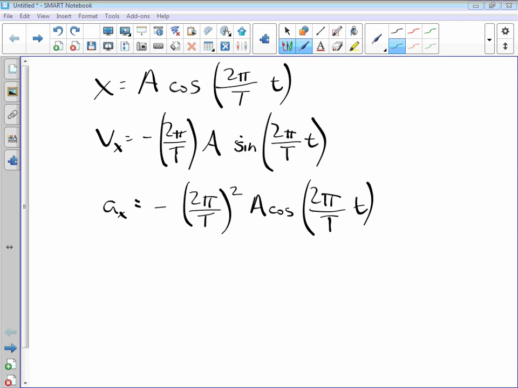So these are the three equations for kinematics of vibrational motion. The first being position, the second being velocity in the x direction, the third being acceleration in the x direction. I want to go through an example problem. It is 19.2 on page 703 in the book.